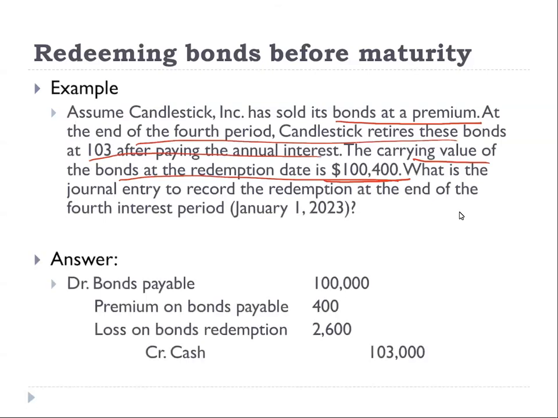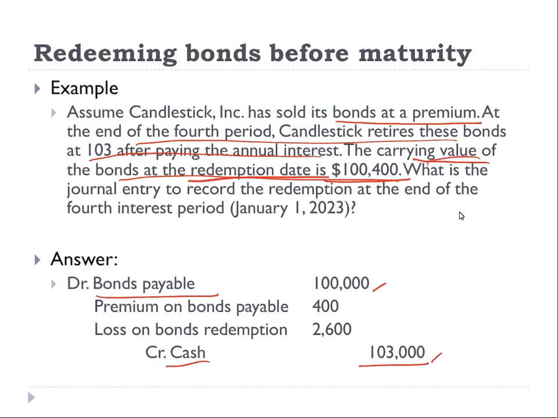So here, the face value of the bond is 100,000. When the firm retired the bond, the bond payable is on the credit side. In order to write it off, we debit bond payable 100,000. And the firm used 103,000 cash. So we credit cash 103,000.